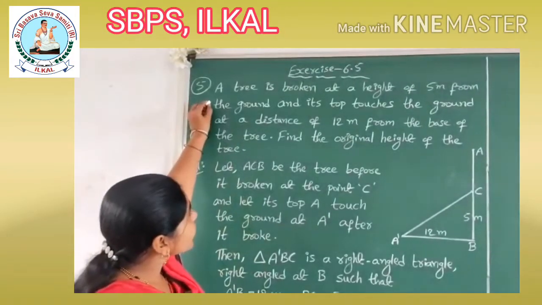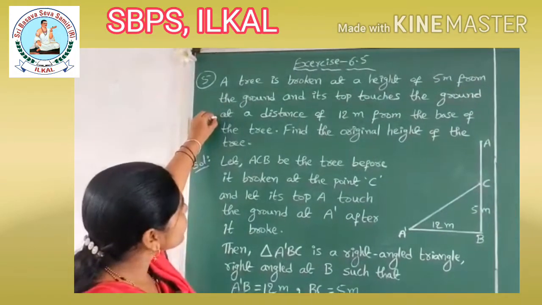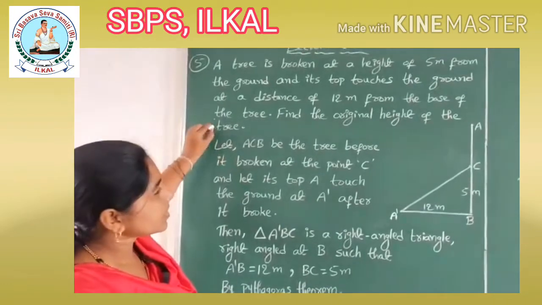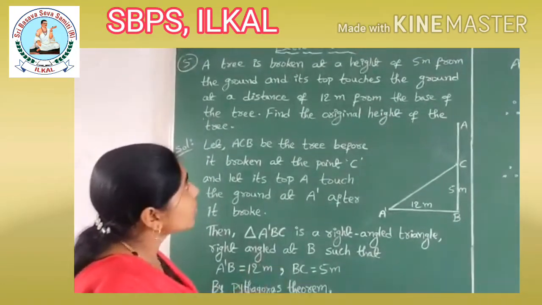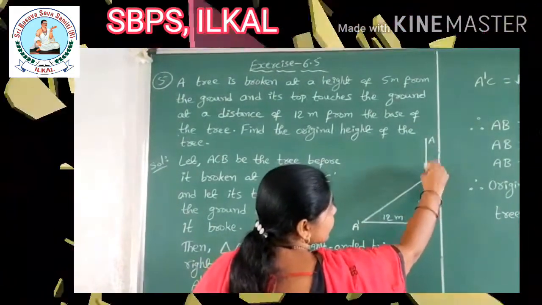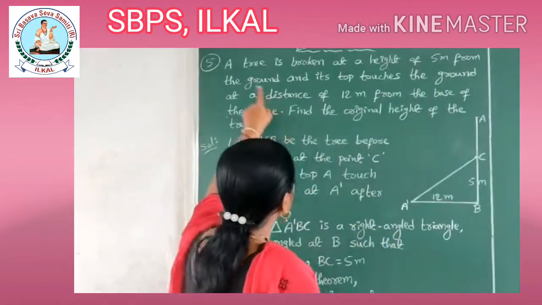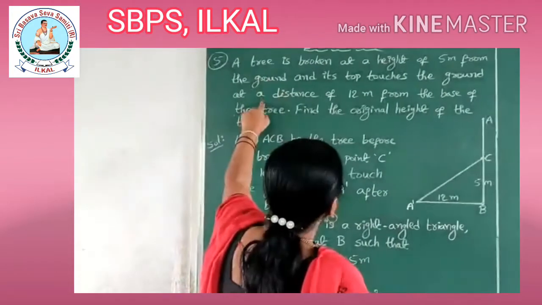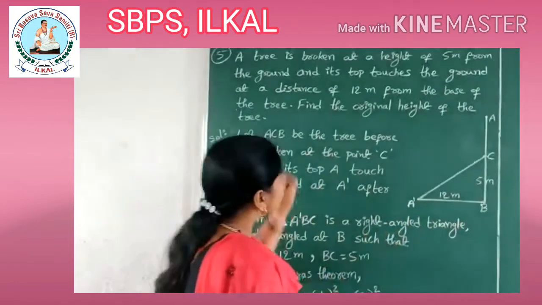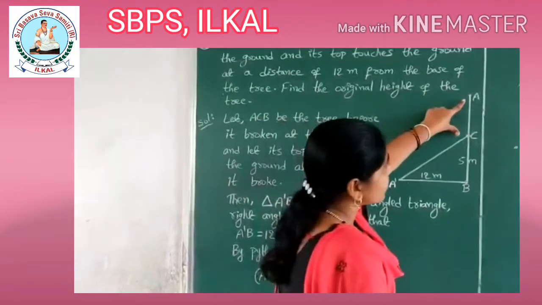Next question, children. A tree is broken at a height of 5 meter from the ground and its top touches the ground at a distance of 12 meter from the base of the tree. Find the original height of the tree. Children, observe here: a tree is broken at a height of 5 meter, means up to here it is there and the remaining part has broken. Up to A dash it will be 12 meter, as given, and its top touches the ground at a distance of 12 meter. Then find the original height of the tree. We have to find this length.